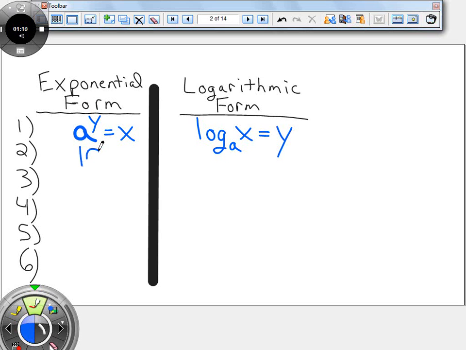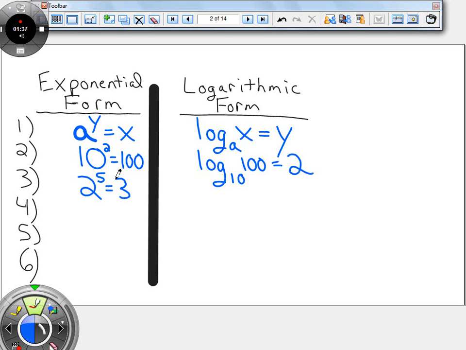All right, another one. Let's say you have 10 squared. You guys know that equals 100. If you write this in log form, you'd say log base 10 of 100 equals the exponent. Again, the logarithm is equal to the exponent. Number 3, let's say we have 2 to the 5th. We know that equals 32. Log form, we would say log base 2 of 32 equals 5. That's the same thing.